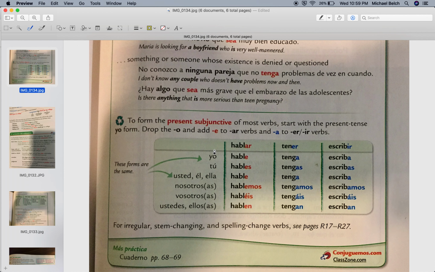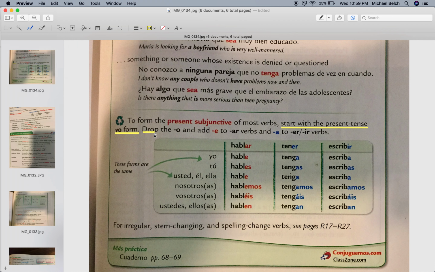Okay. So remember, there's 3 steps to forming the subjunctive. Number 1, start with the present tense yo form of the verb. Remember you have to keep stem changes in here, like tener becomes tengo. You have to keep stem changes like entender becomes entiendo. All right, so that's step 1.